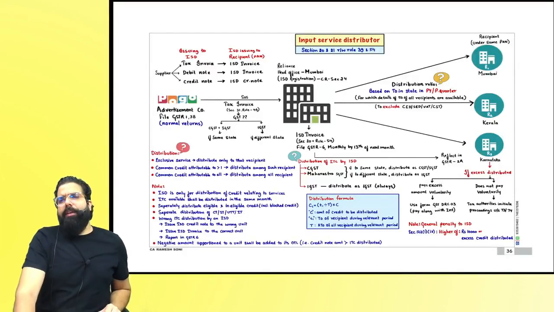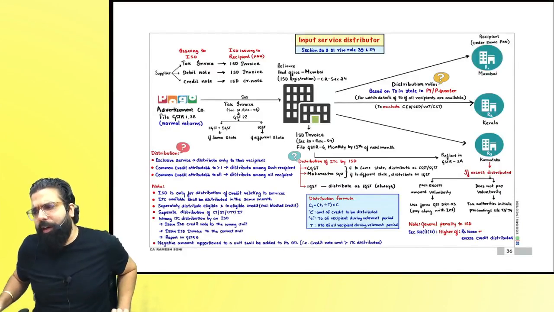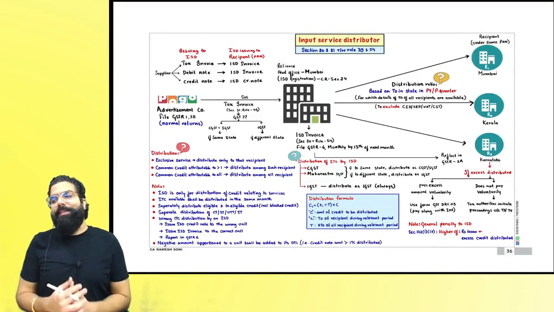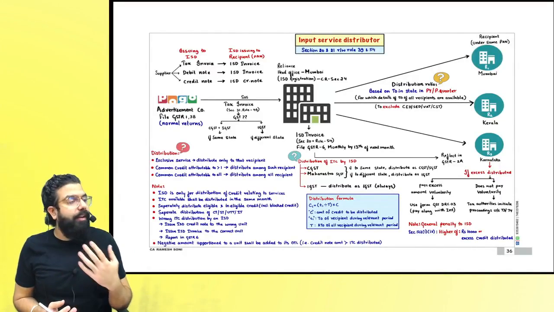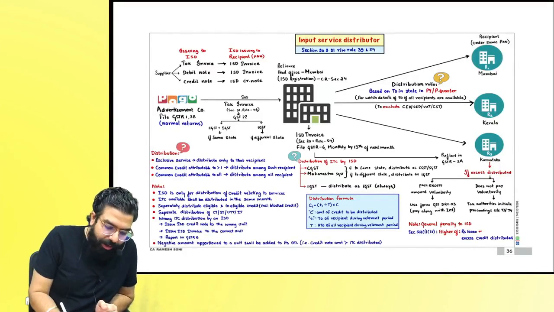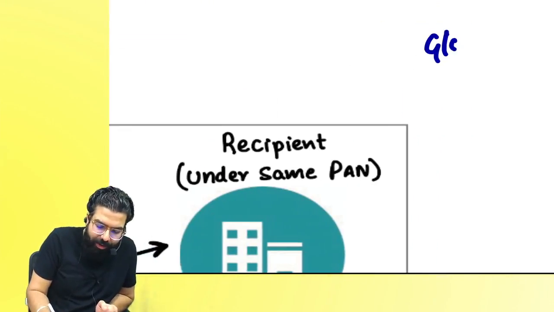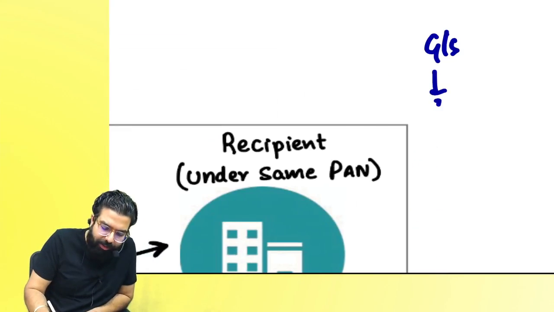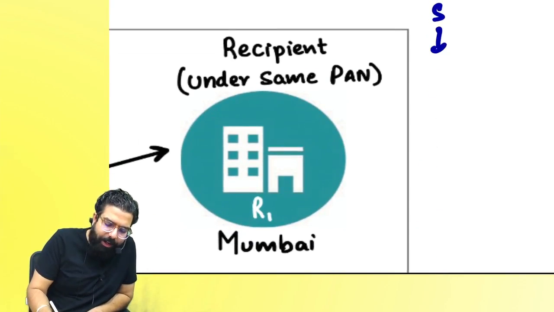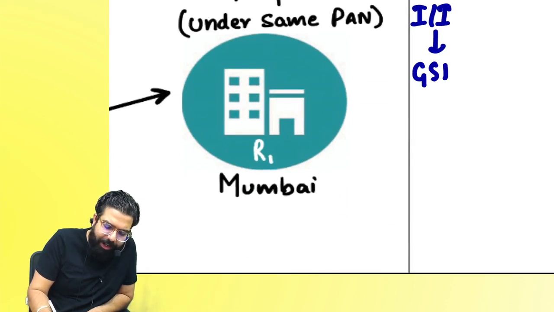Alright students, let's go ahead and today discuss the chapter of ISD, Input Service Distributor. Everyone over here, let's go ahead and take a quick linking. First of all, we started learning GST with goods and service. Goods and service has to be supplied. Supply can be either interstate or intrastate. Inter or intra, GST will be levied.